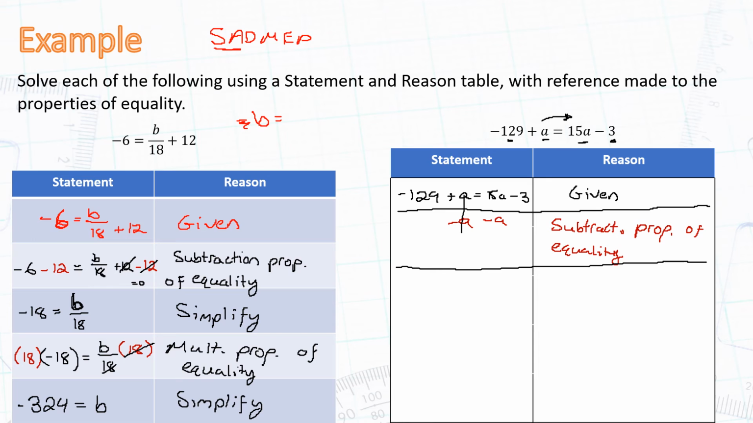So A minus A, they will cancel down to be 0, because that's an identity value for addition and subtraction. And then 15A minus A is 14A. So minus 129 equals 14A minus 3. And this line was just a simplify.